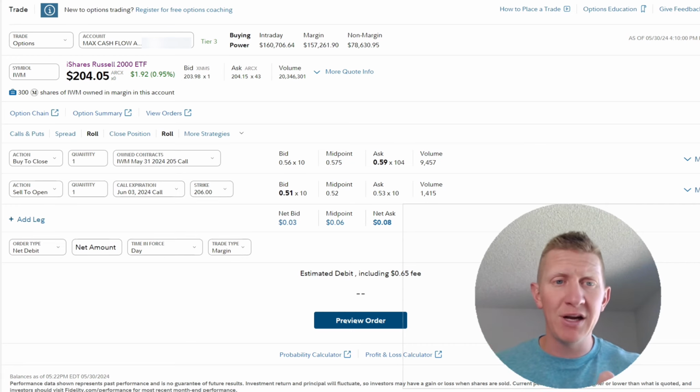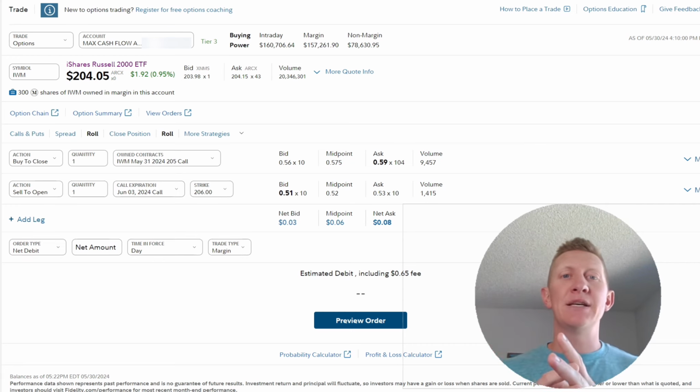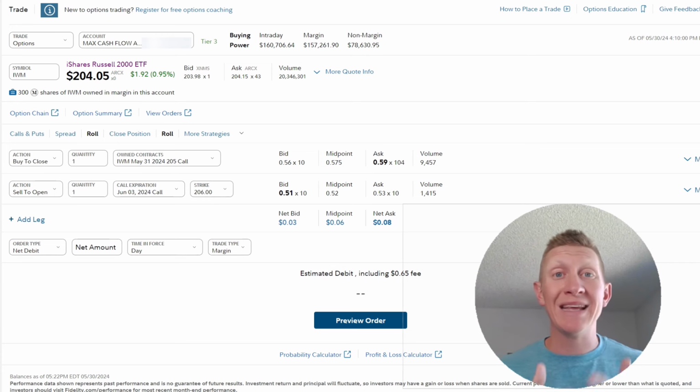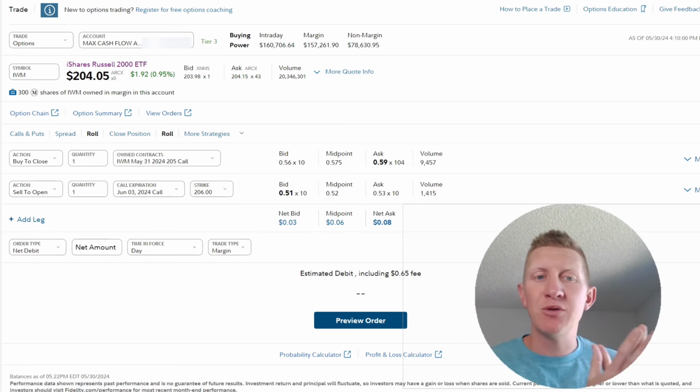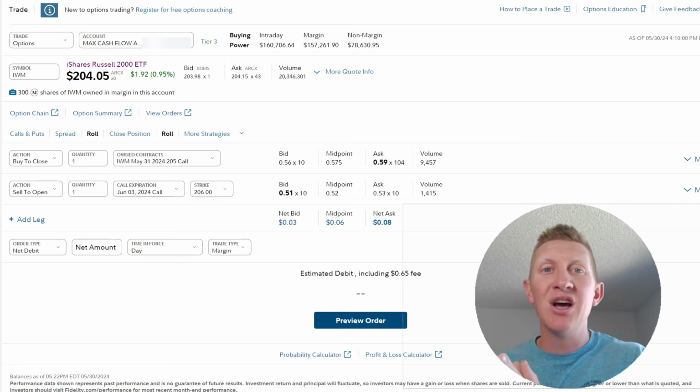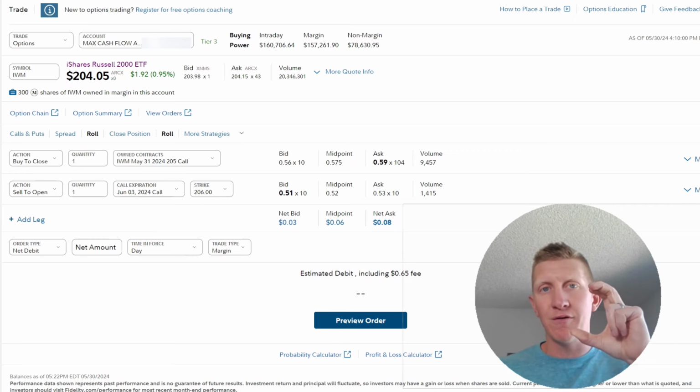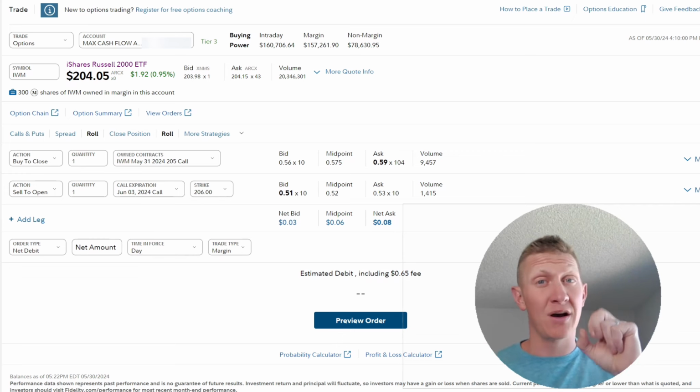So in this example here, let's say our basis is 206. And so we want to get from 205 to 206. But to do so is going to give us a net debit of $6. You're thinking, no, I don't want to pay money. I don't want to pay $6. But the reality is, by moving from 205 to 206, you're getting $100 worth of value for only $6.